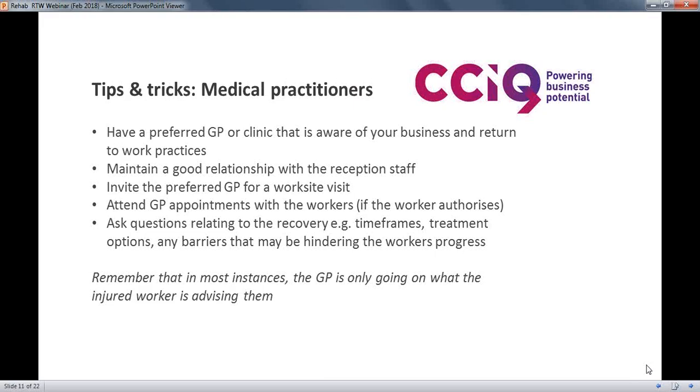So to ask questions about recovery timeframes, treatment options, but most importantly, you're not concerned with or needing to know about the particulars of an injury. Your concern is, when can the person return to the pre-injury role? How can we get them there safely, and what reasonable adjustments do we need to make? And I stress there at the bottom of the slide, it's really important.